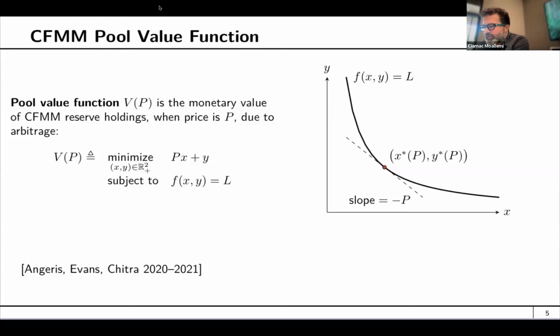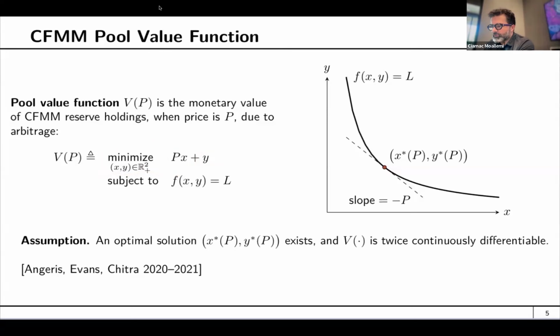So this is an optimization problem. The key important fact here is this is a minimization, and that is because we are in an adversarial environment, right? We are trading with someone who is trying to extract value and hence is minimizing our value. So that is the idea of the pool value function.